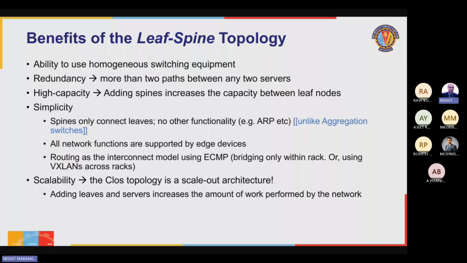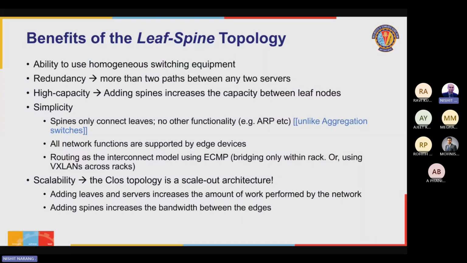When I add more racks, there are more top of rack switches getting added. So more leaves are getting added. So essentially in the topology, I'm scaling it horizontally. I'm adding more leaves and more servers in order to increase the computational capacity of my data center network. So to add to the computational capacity of my network, I add more leaf switches and more servers.